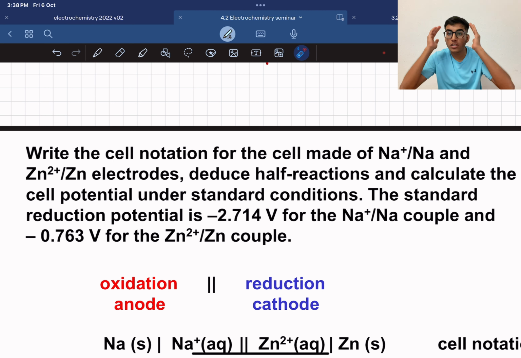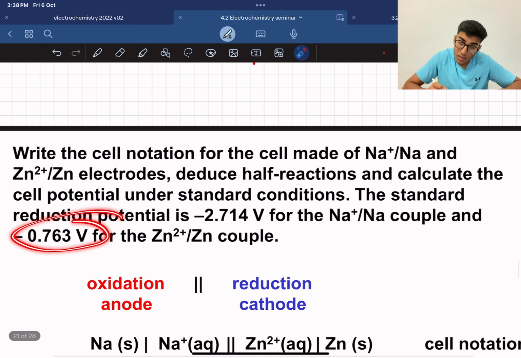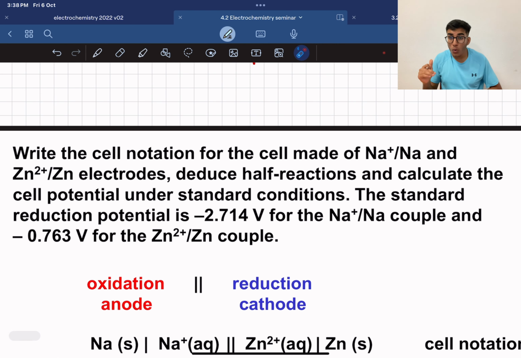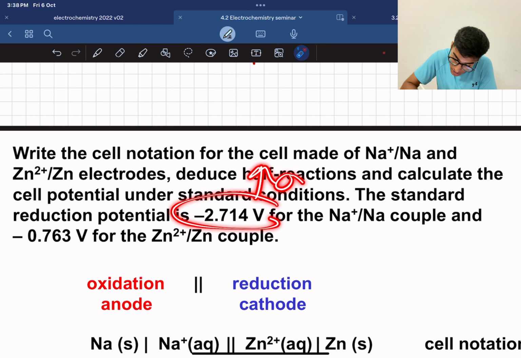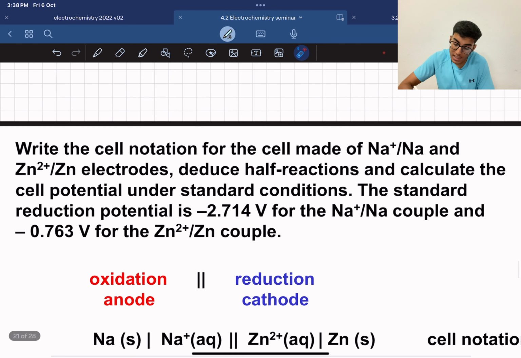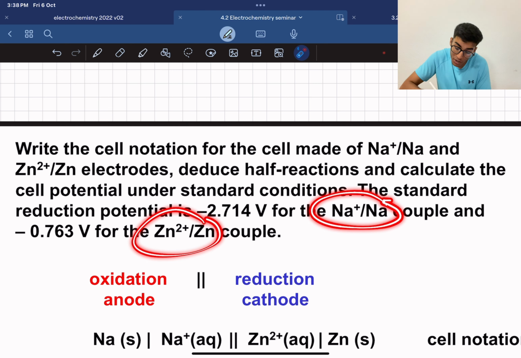But it's you who has to put your brain into it and think, okay, this is greater, this is more or less compared to this. If it's lower, what did I say? If it's lower, it gets more oxidized. That means this will get more oxidized than this. Hence, we know that this is going to undergo oxidation and this will undergo reduction.